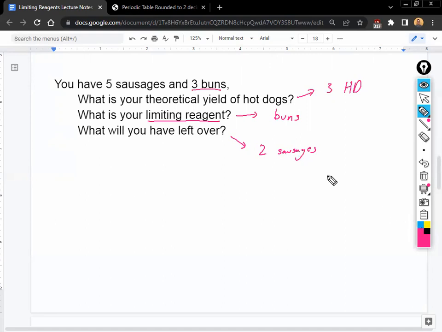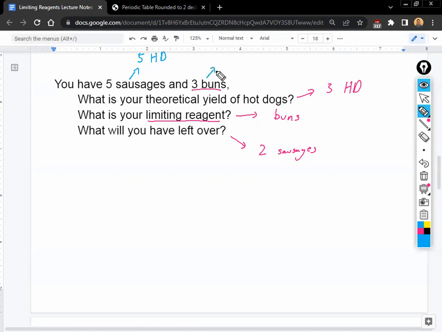Another way to think about this is just looking at the potential hot dogs you can make. If you have 5 sausages, what's the maximum number of hot dogs you can make? If you ignore the other one, yeah, you can make 5, right? Potentially. If you had unlimited of the other one, you can make 5.